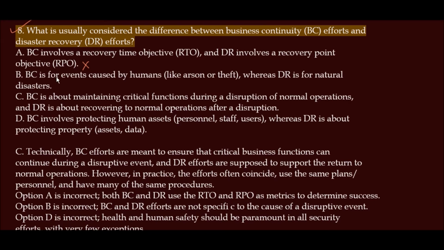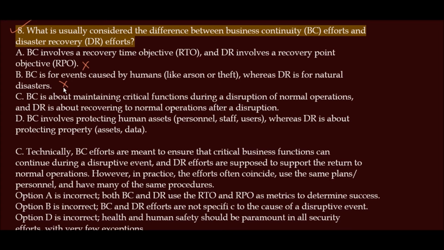Okay, so this is incorrect. Now option C. BC is about maintaining critical functions during a disruption of normal operations and DR is about recovering to normal operations after a disruption.